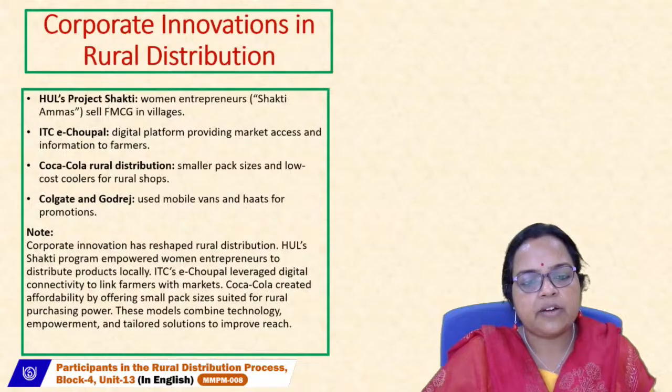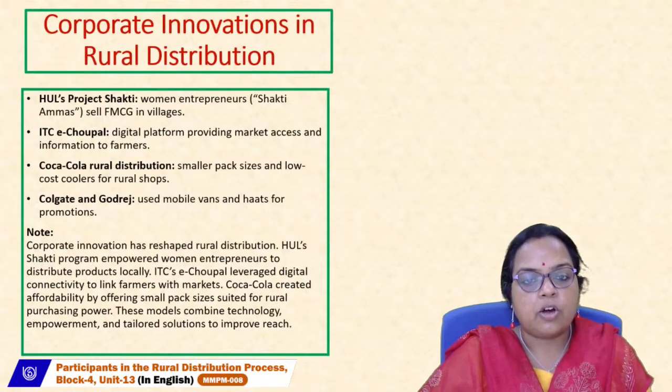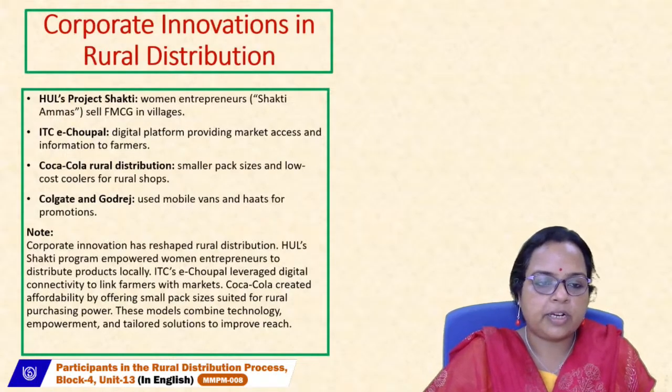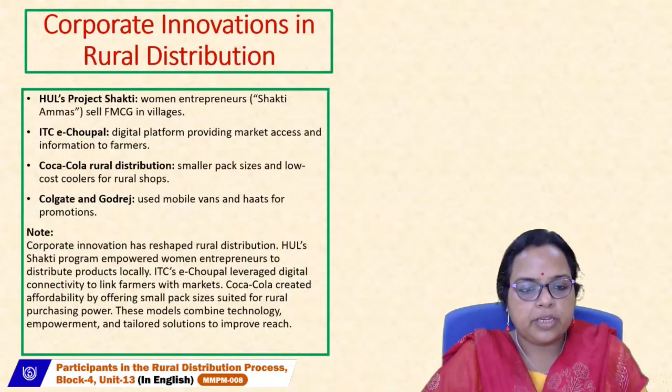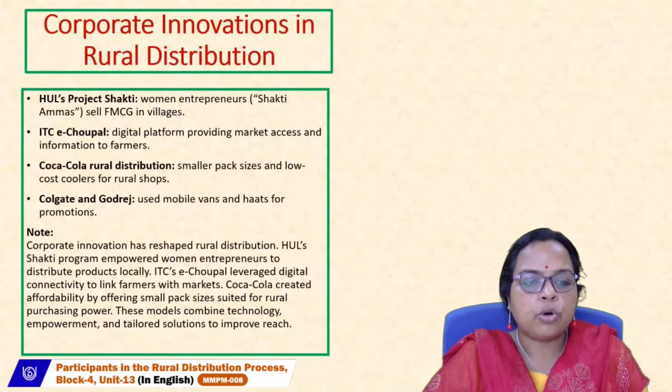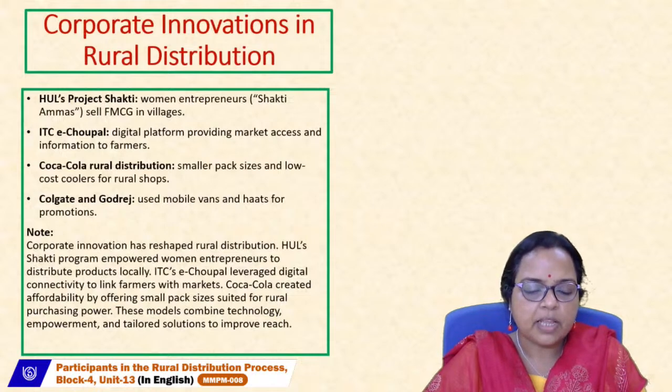So they can easily afford the small sachet or small ticket size product rather than the larger one. Coca-Cola did the same. Coca-Cola has introduced small bottles of 20 rupees or 10 rupees for the rural belt, and low cost coolers for the rural shops to store them.